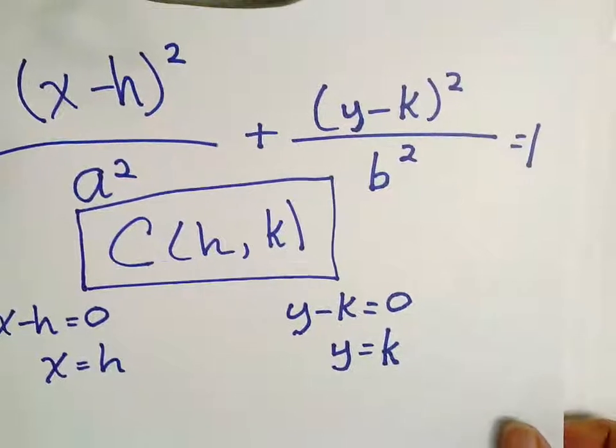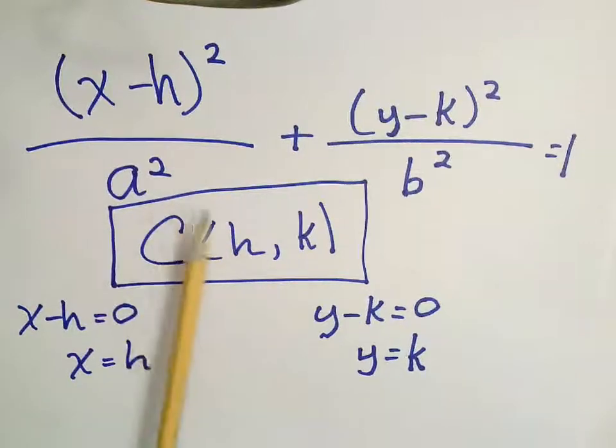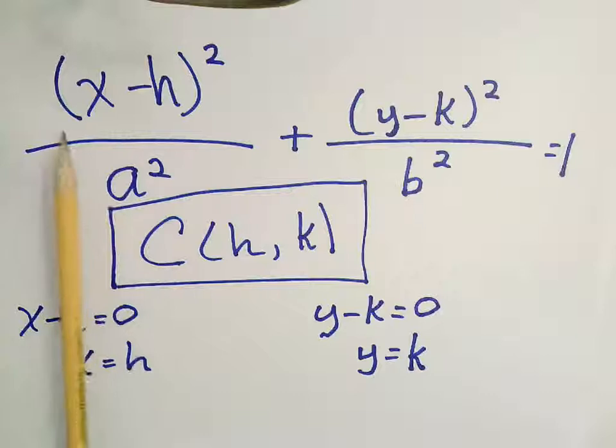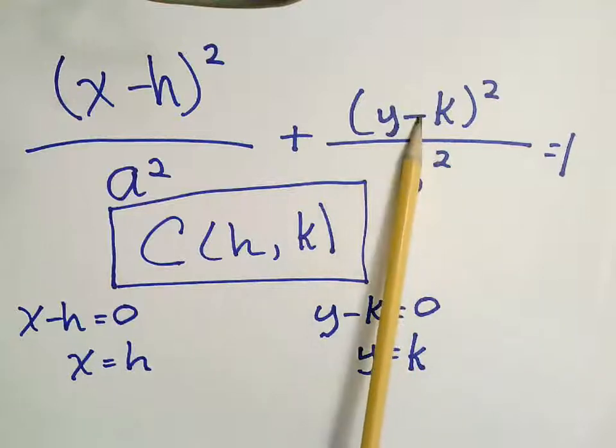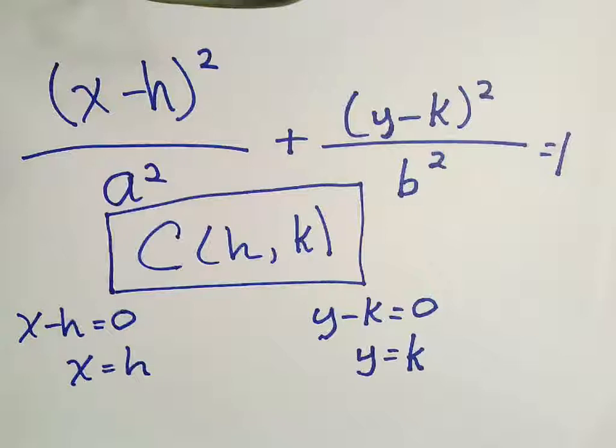Let's look at this again. Here is a standard form for the equation of the ellipse, and the center is h, k. Well, what did I do? I took the binomial and I set it equal to 0, so x equals h. I took the binomial, I set it equal to 0, and y equals k. So our center is h, k: the x coordinate, y coordinate of the center.